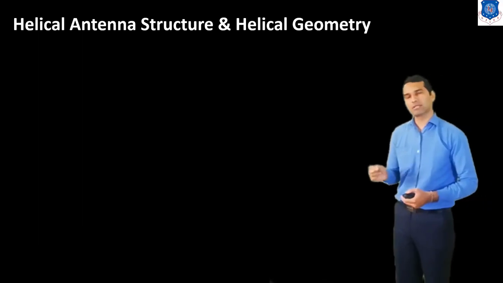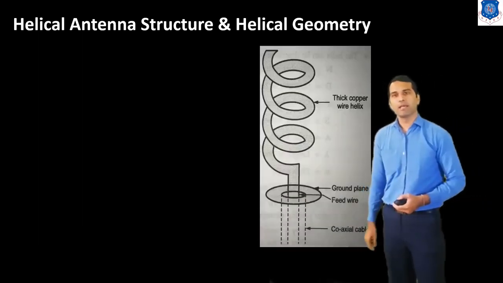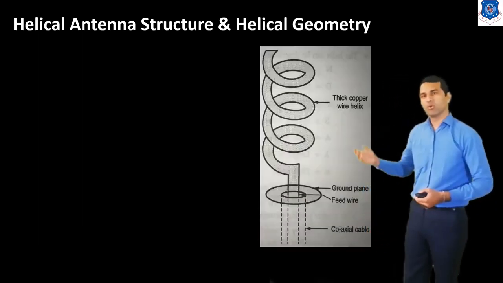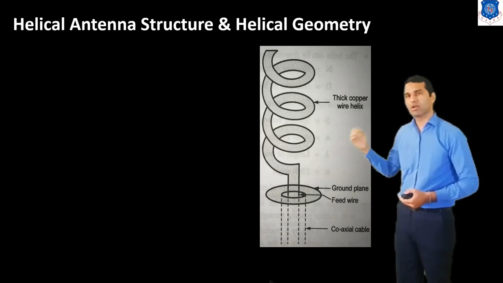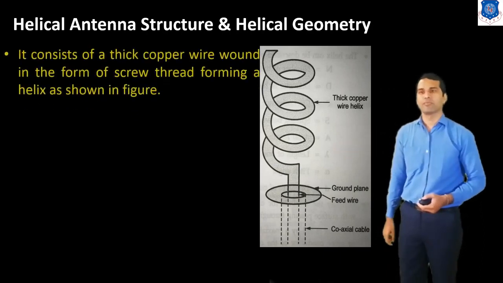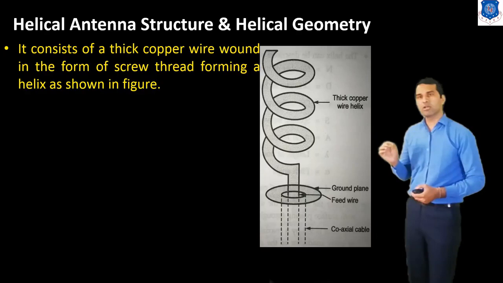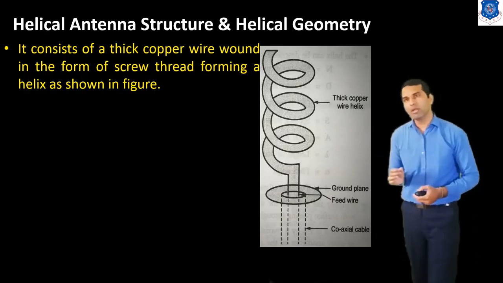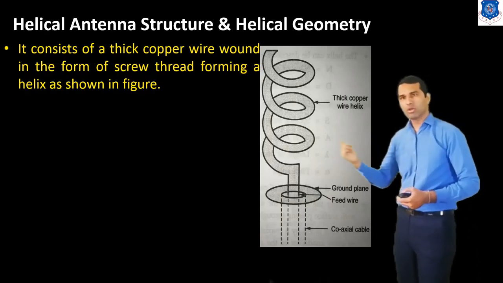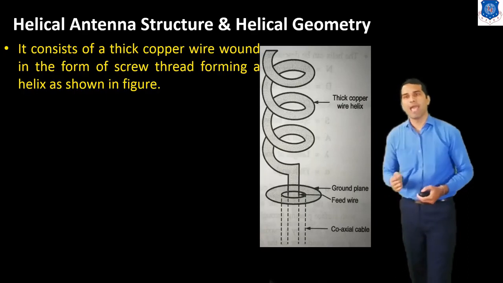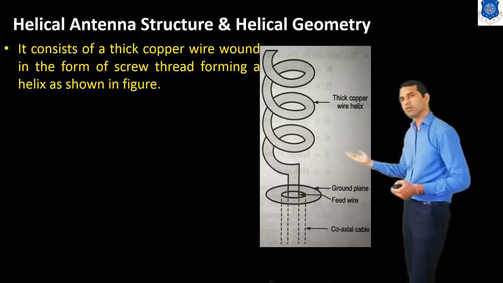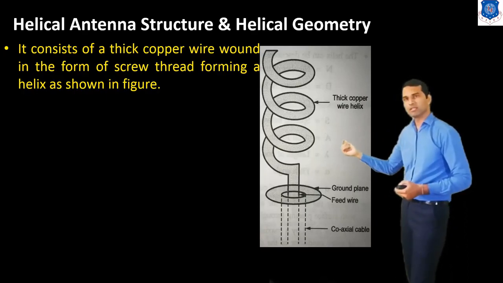Now we discuss the helical antenna structure and helical geometry. So here this is the figure of the helical antenna. It consists of a thick copper wire wound in the form of a screw thread forming a helix, as shown in the figure. So here we can see one wire is wound in a screw shape.